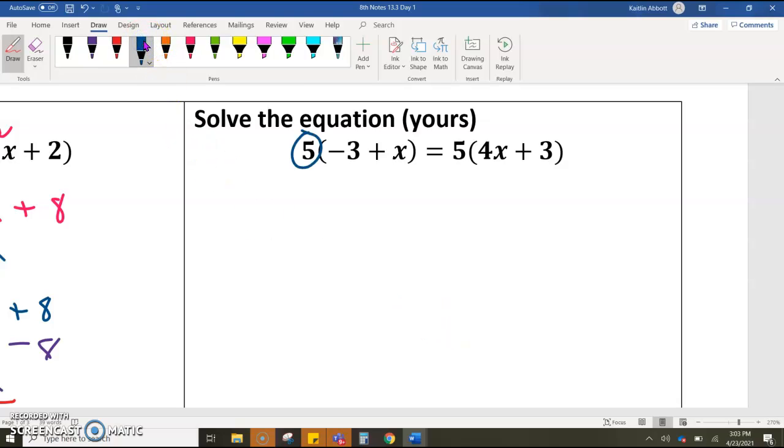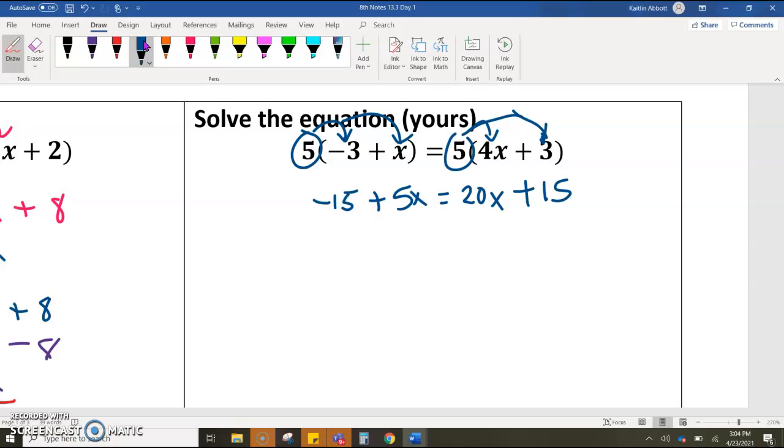So you should have distributed that 5 to negative 3 and to x. 5 times negative 3 is negative 15. 5 times x is just 5x, or plus 5x, equals 5 times 4x gets you 20x, and 5 times 3 gets us plus 15.